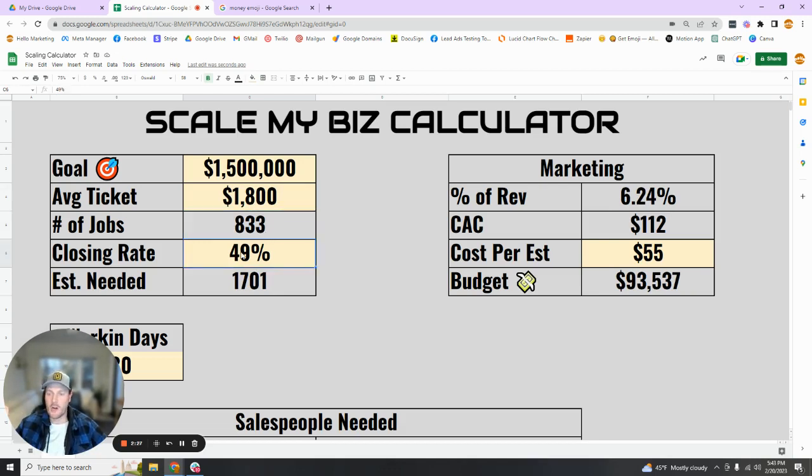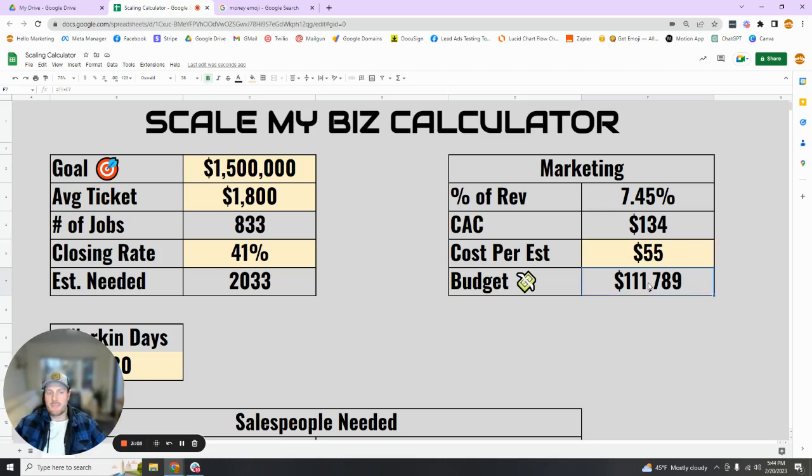Okay. Our sales guys, because our average ticket price is high, right? We close fewer jobs. So our closing rate is actually around 41%. So that then tells me that I need 2,033 estimates. Okay. And now you can see over here, my cost per estimate is $55 per estimate. That's all of my advertising, the total amount divided by the number of estimates that I did. So that's how I figured that number. It usually ranges somewhere in the $55 to $75 range.